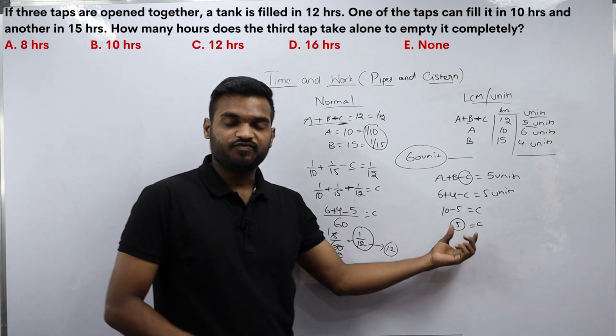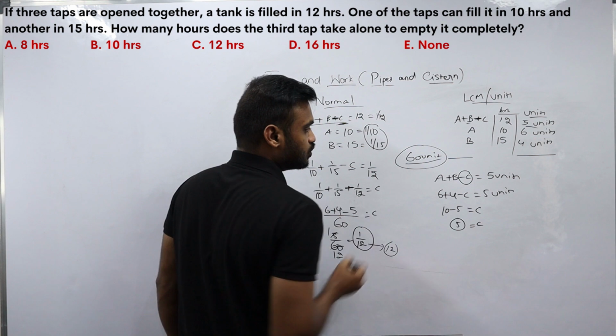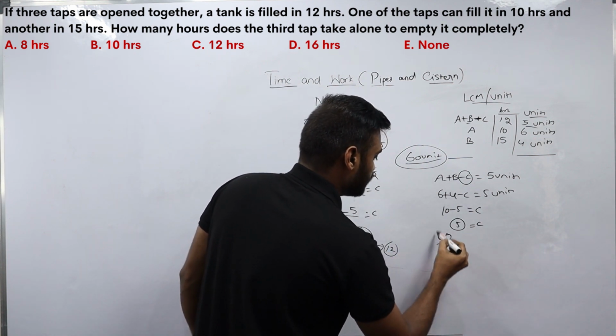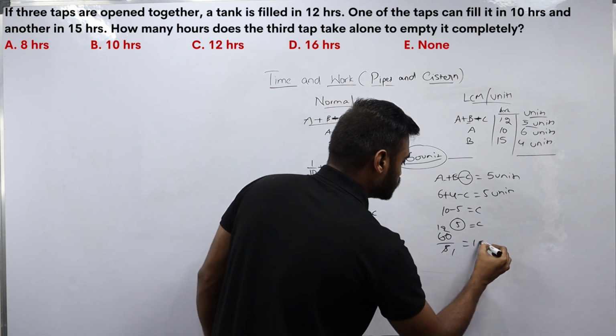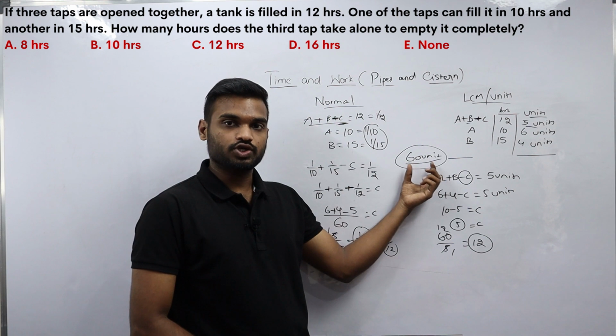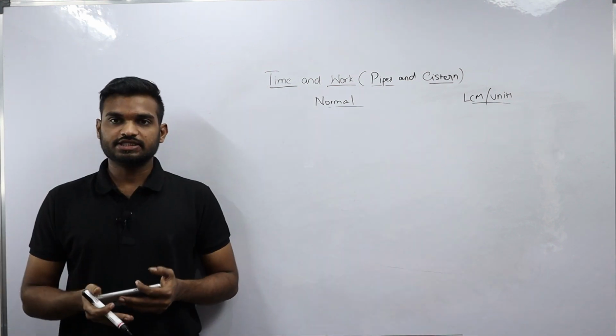So C is emptying 5 units of work per hour. To complete these 60 units of work, C takes 60 by 5, that is 5 ones are 5 and 5 twos are 10, so 12 hours of time. So to complete this total 60 units of work, C takes 12 hours of time. Okay. Now let's see the sixth problem.